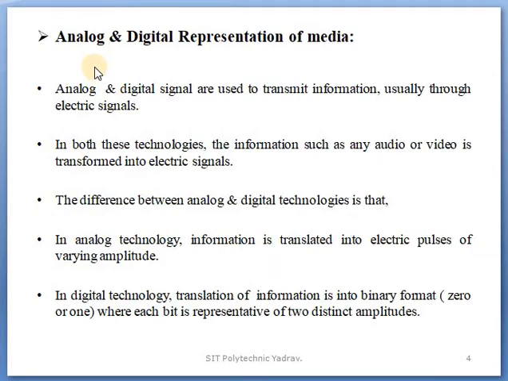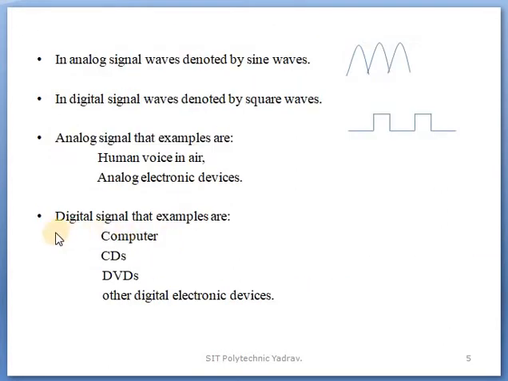In the analog and digital representation of multimedia, we first need to know what an analog signal is and what a digital signal is. Analog signals are electronic pulses, and digital signals are binary formats. Analog signals are denoted by sine waves, and digital signals are denoted by square waves. An example is human voice in air, which is an analog signal, because through the air the information is conveyed using sine waves.